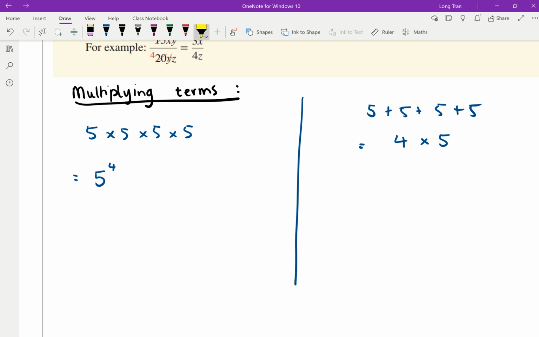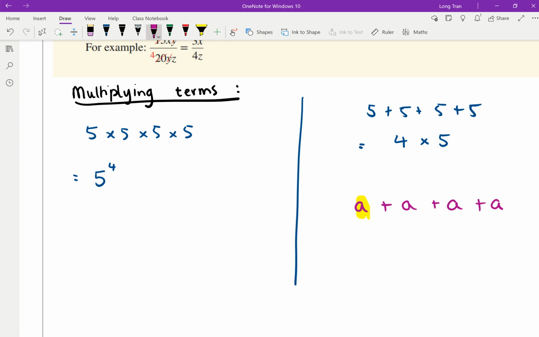So you can see, repeated addition, we change it to multiplication. Repeated multiplication, we change it to indices. Most students will pick up on this, but when it comes to pronumerals and letters, most students will then make a mistake. So here we go. I'm going to show you an example. This is what you were doing in 5C: A plus A plus A plus A.